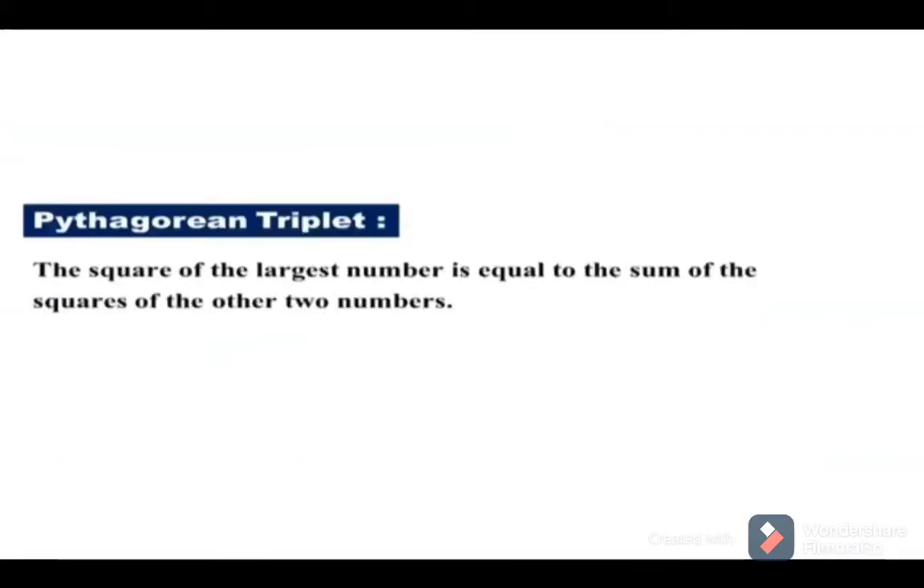What is Pythagorean triplet? The square of the largest number is equal to the sum of the squares of the other two numbers. Then such numbers are called Pythagorean triplet.